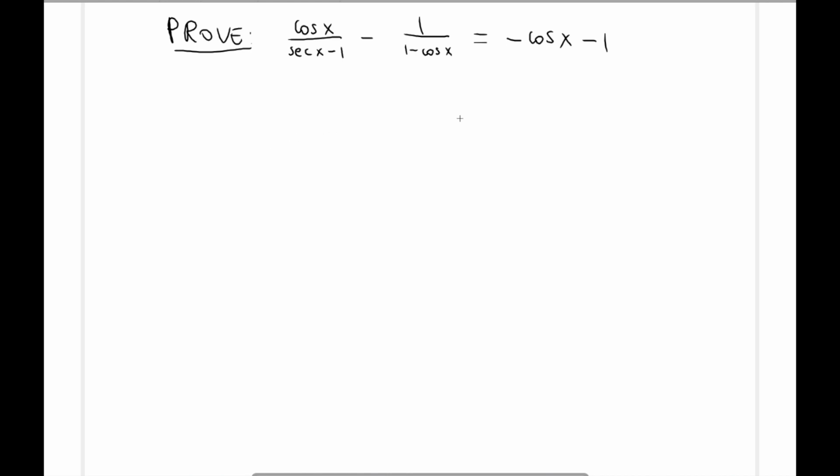In this video, we're going to prove an identity in which we have to transform the left side into the right side. So we're given the left side as two fractions, one subtracted from the other, and we have to show that this left side is equal to the simplified, non-fractional representation, minus cosine x minus 1. So what I'm going to try to do is achieve the same denominator here.